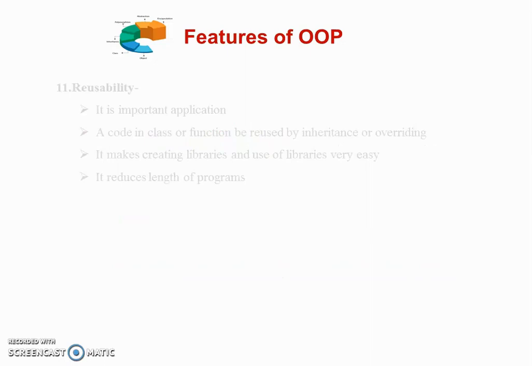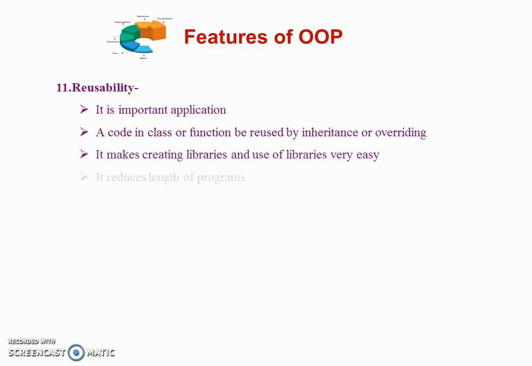The next feature of OOP is known as reusability. This is the most powerful feature of OOP because here we can reuse the code again and again. So we need not create the same code again and again. It is an important application. Code in a class or function is reused by inheritance or method overriding. It makes creating and using libraries very easy. It reduces the length of the programs.